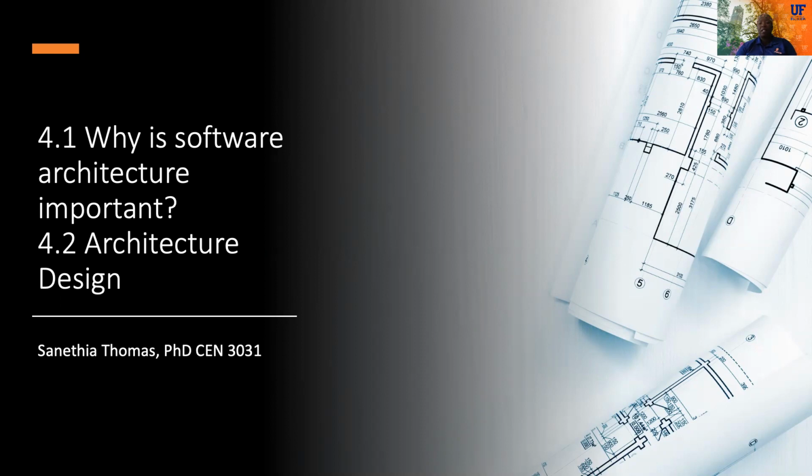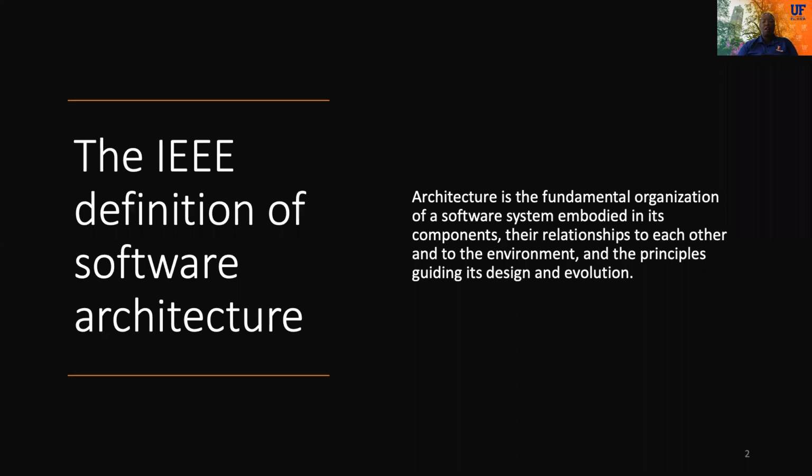So there are many different interpretations of the term software architecture. Some focus on architecture as a noun, the structure of a system, and then others consider architecture to be a verb, the process of defining these structures. So now let's look at the definition of software architecture by IEEE, which is the industry standard community in engineering. So their definition says architecture is the fundamental organization of a software system embodied in its components, their relationships to each other and to the environment, and the principles guiding its design and evolution.